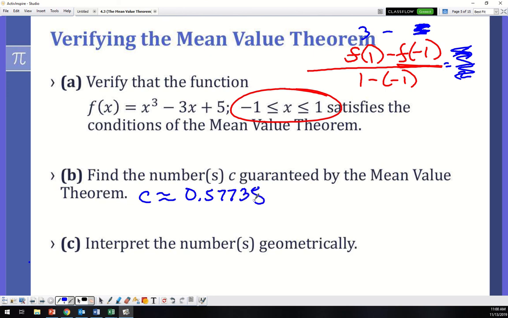Okay, so now, is that inside my interval? Yes. Is there also another one? There's a negative version, isn't it? All right, so there's a positive and negative in there. So there's 2 places in which my c value is going to be equal to that slope. Yes? Okay. So I should be getting close. All right, interpret the numbers geometrically.